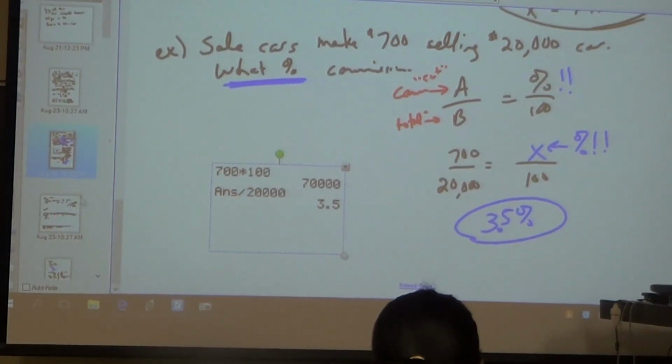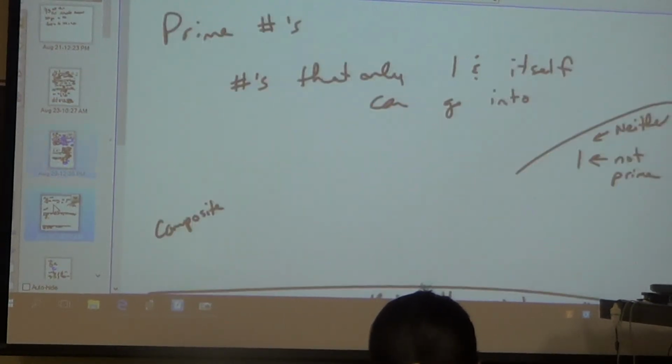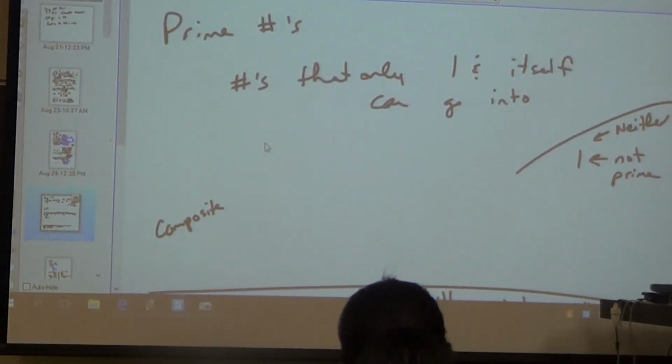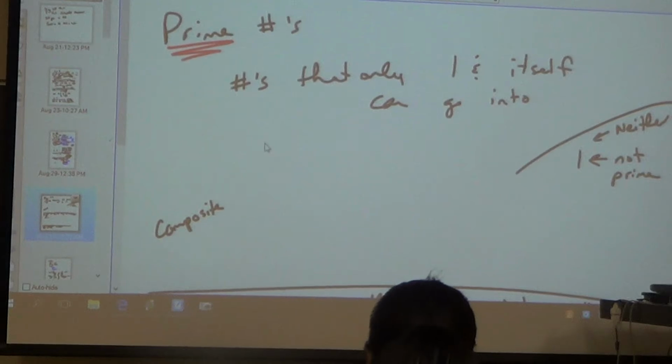Now, next thing y'all were on the struggle bus with. Most of y'all know the difference between prime and composite, but I'm going to go over it again because I'm getting ready to talk about prime factors. Prime numbers are numbers that only 1 and itself can go into. Somebody give me an example of a prime number.